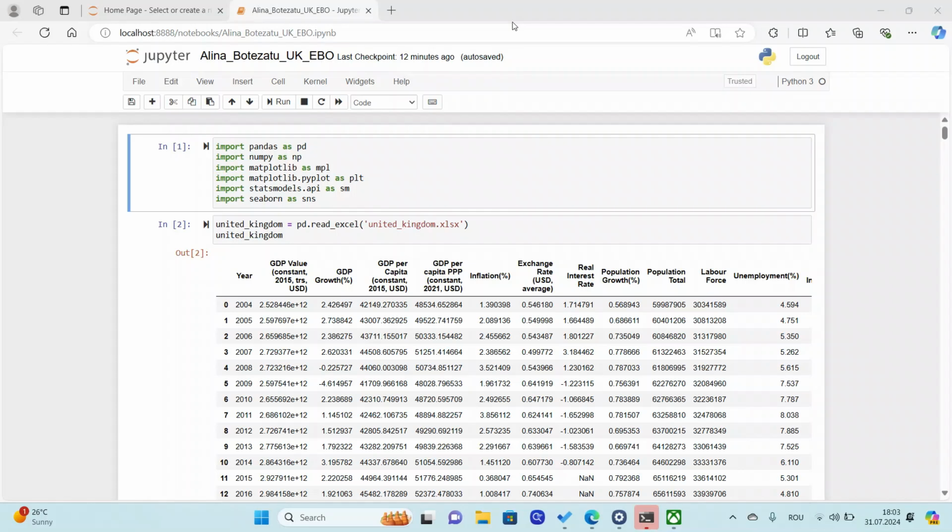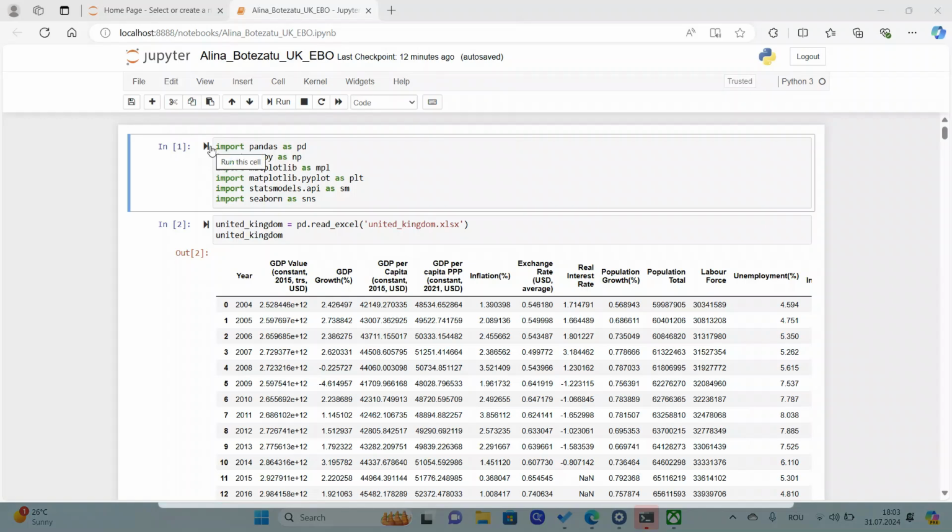My project is about the United Kingdom economy. It is just a brief overview of the UK economy in the last 20 years. For the project, I chose these libraries: Pandas, NumPy, Matplotlib, PyPlot, statsmodels, and Seaborn.